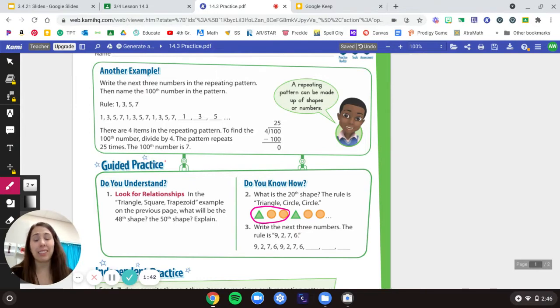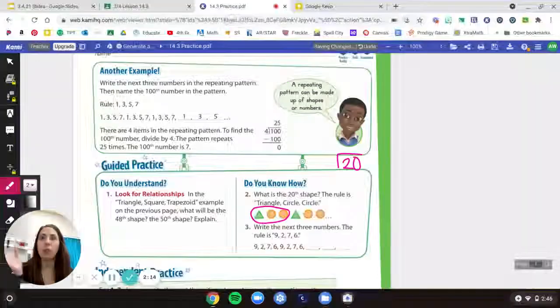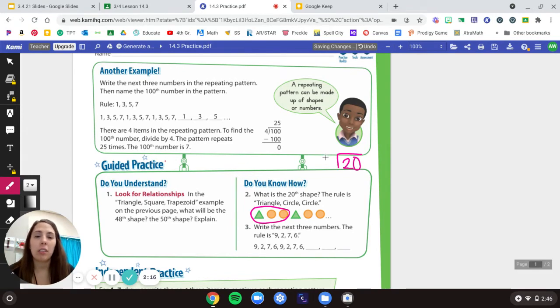Now, it's going to take us a long time to draw out 20 of these shapes. So instead, we're going to do what they did over here, and we're going to use division. We want the 20th shape, so we're going to have 20 as our dividend. Our divisor is going to be how many items, numbers, objects are in our pattern or rule. Since we have triangle, circle, circle, we have three things in our rule before it starts to repeat itself. So that's going to be our divisor.